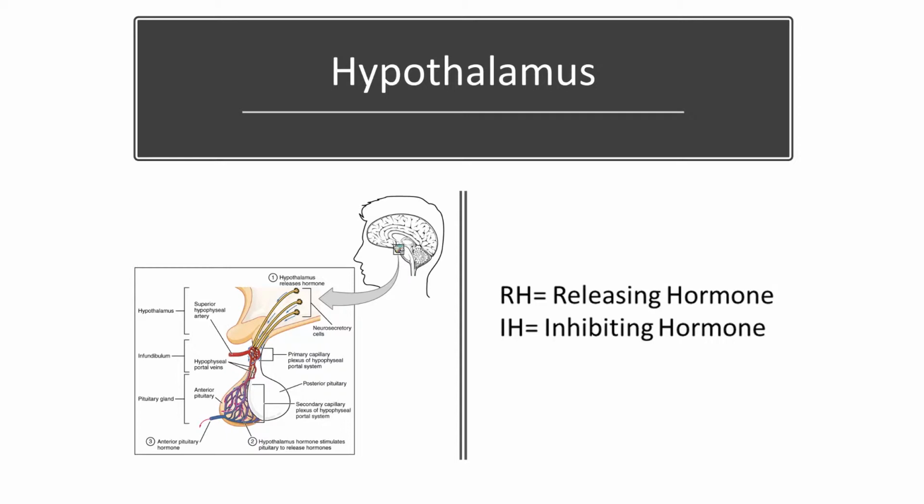A lot of these hormones are called releasing hormones. That means they're going to stimulate the release of something else. A lot of these hormones are called inhibiting hormones. Guess what? They're going to inhibit the release of another hormone.